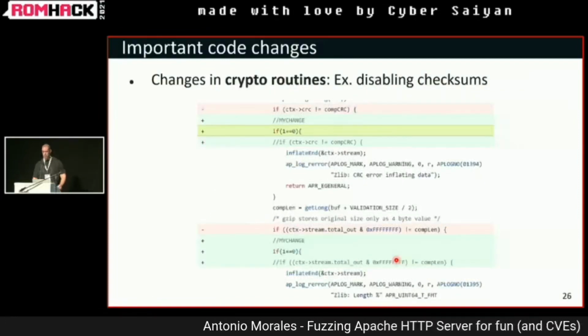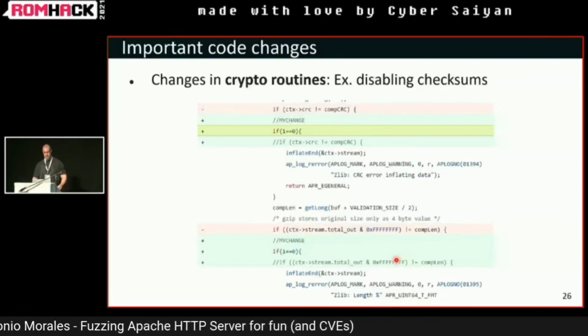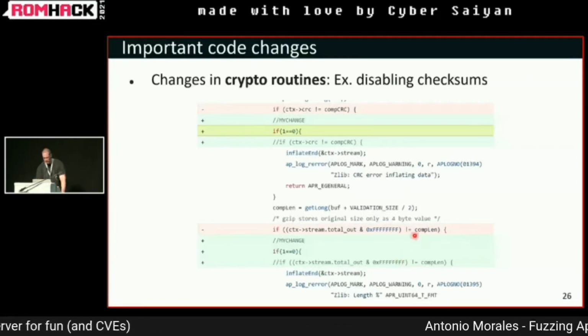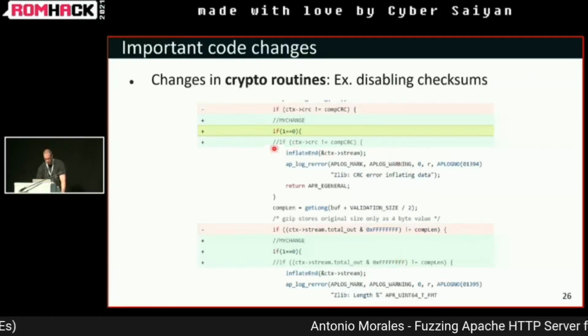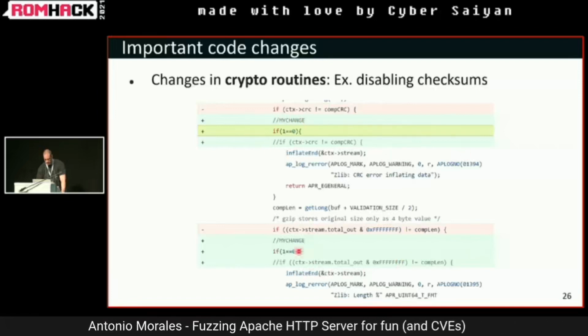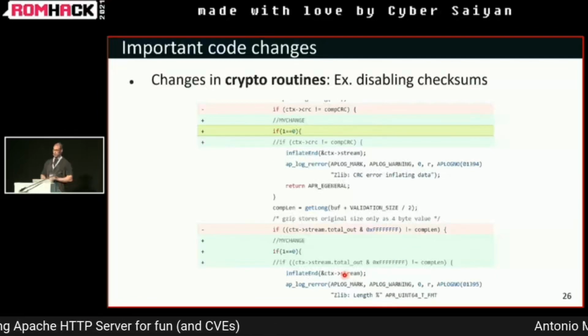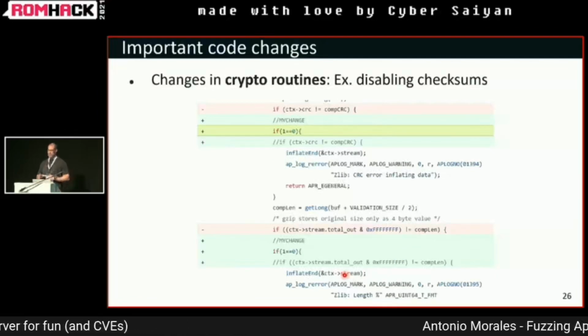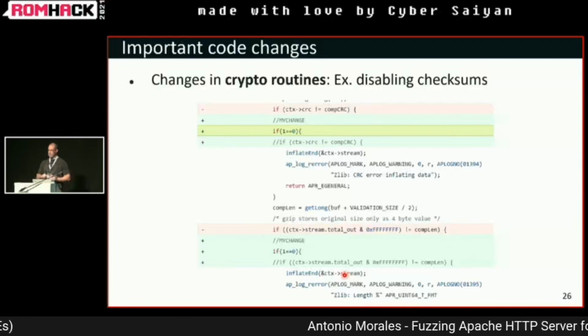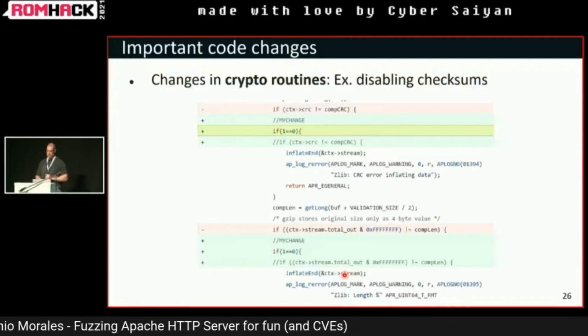The third group of changes are those made in crypto routines, for example, to disable checksums. In this picture, you can see how I comment out both CRC comparisons, here and here. And that's really important because otherwise the fuzzer will get stuck in this CRC. So this is always a critical moment when we are preparing the fuzzing.